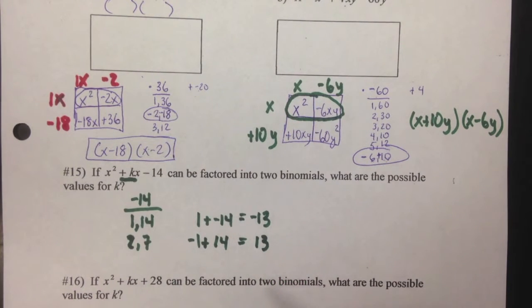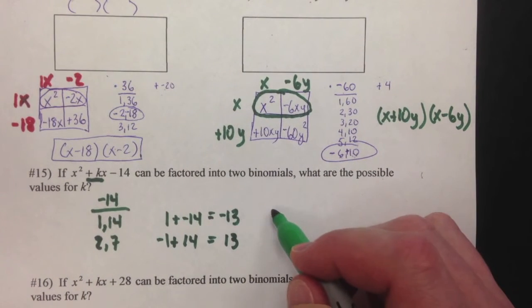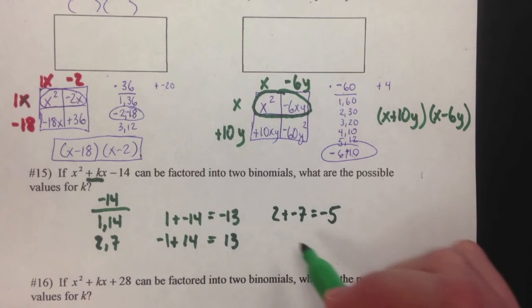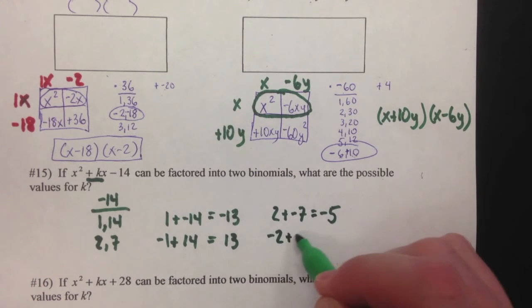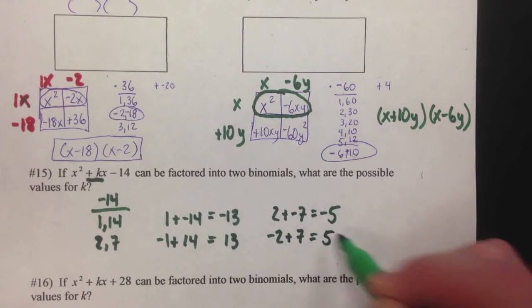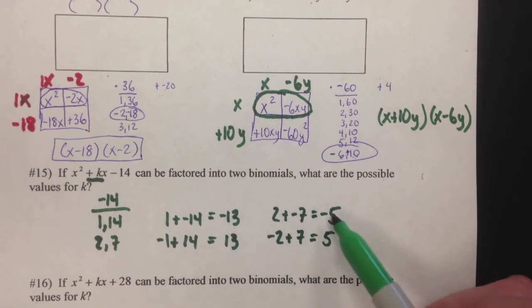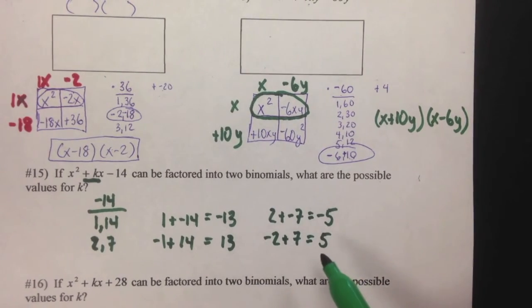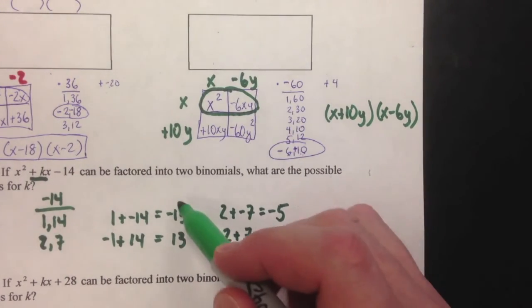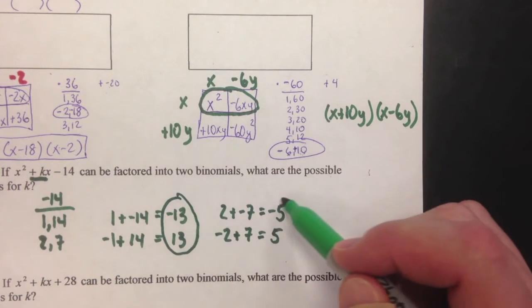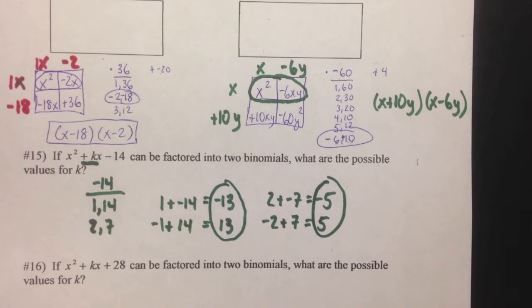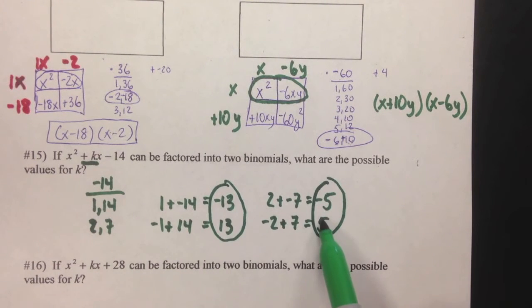What if it was 2 and 7? So we could do positive 2 plus negative 7, which is negative 5, or negative 2 plus 7, which is positive 5. So each one of these could be the value for k, and you would still be able to factor the binomial. So our answer is negative 13, positive 13, negative 5, and positive 5. That's it. K could be any one of these numbers, and you would be able to factor it to make it work.